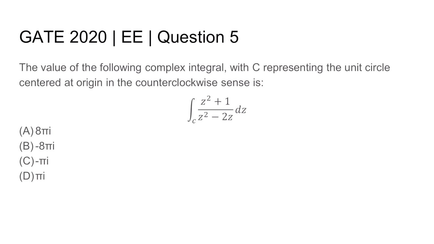The following question came in GATE 2020 Electrical. Question 5. The value of the following complex integral, with C representing the unit circle centered at origin in the counterclockwise sense, is. The integral is given as integration of (z² + 1)/(z² − 2z) dz. The options are 8πi, −8πi, −πi, and πi.